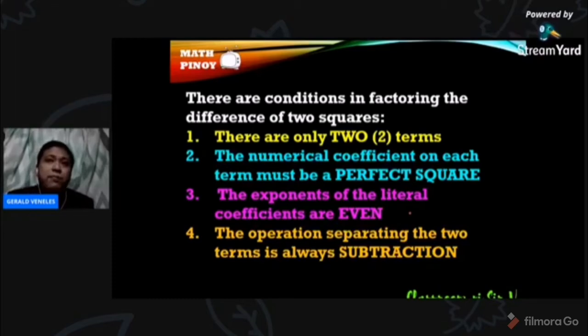Literal, that means letters. Even numbers dapat ang kanyang exponent para ma-consider siya as difference of two squares. And lastly, number 4, the operation separating the terms is always subtraction. So, yung dalawang terms na yan, siniseparate siya ng operation which is subtraction.